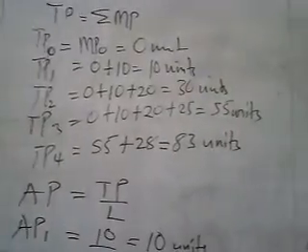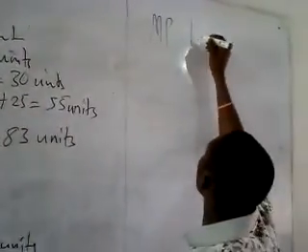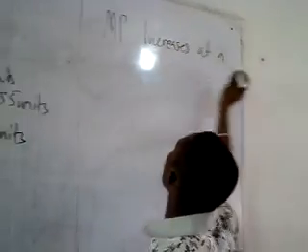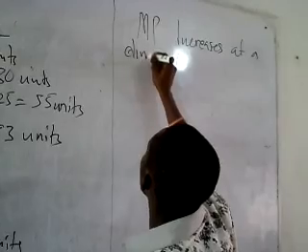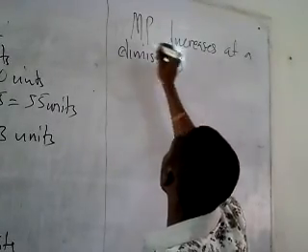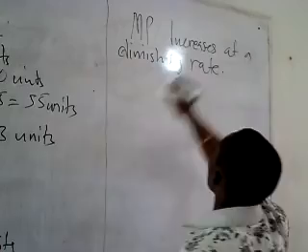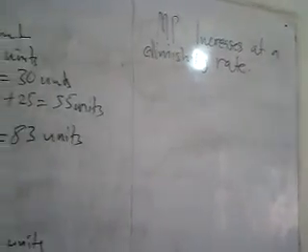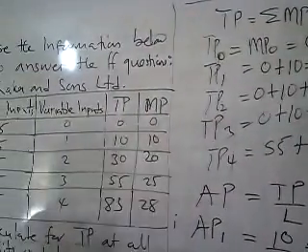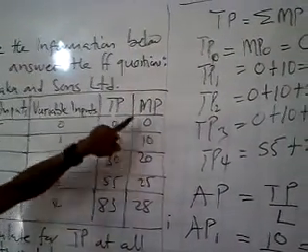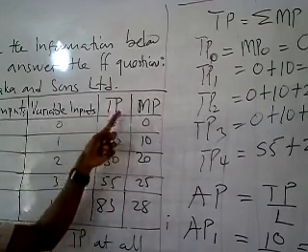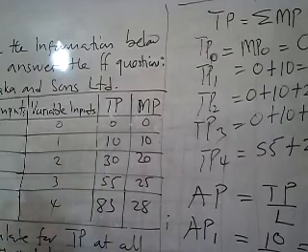So let me put it down for you. Marginal product increases. So you can see that both the total product and the marginal product are increasing. But the marginal product, the rate at which the marginal product is increasing is less than the rate at which the total product is increasing.